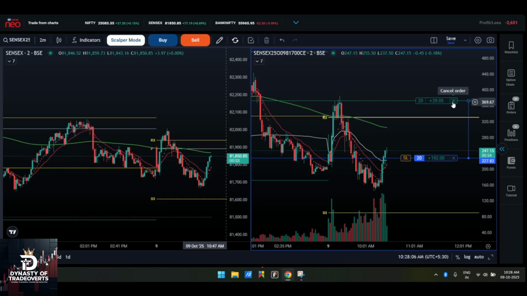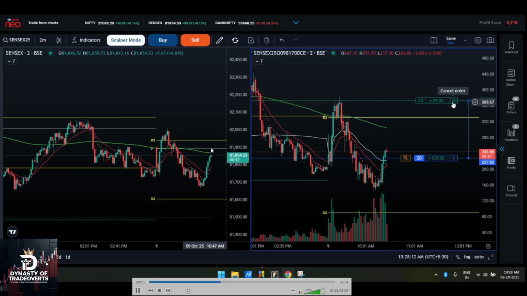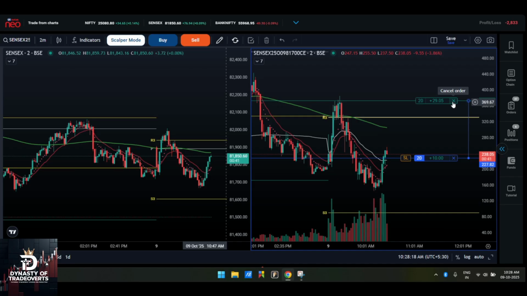So it's just a gambling mentality. It's not a proper setup or anything. Also, there is a 200 EMA resistance, so many resistances above. But at this point, I'm just simply thinking, okay, market will completely reverse and go to day high. So I'm holding on to this trade here.